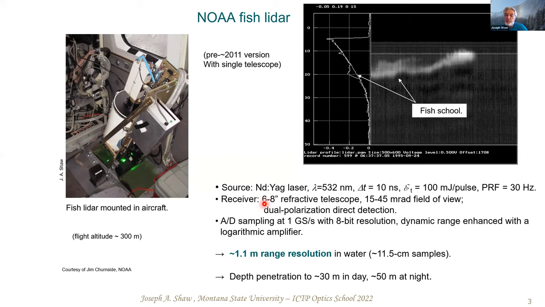For a receiver, we use an 8-inch refractive telescope. So that's 25 centimeters or so. That's the biggest one that we ever used. And then he started going smaller. But look at the field of view, how wide it is compared to what we talked about yesterday. Yesterday, we talked about many LIDARs having microradians or tens of microradian fields of view to reduce the background. In this case, we purposely open up the field of view to be about 3 degrees.